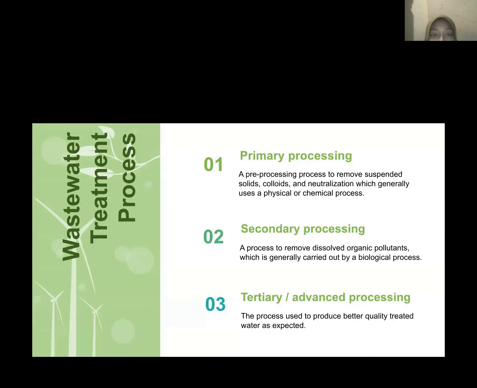Wastewater treatment process. 1. Primary processing. A pre-processing process to remove suspended solids, and neutralization, which generally uses a physical or chemical process. 2. Secondary processing. A process to remove dissolved organic pollutants, which is generally carried out by a biological process. 3. Tertiary advanced processing. The process used to produce better quality treated water as expected.